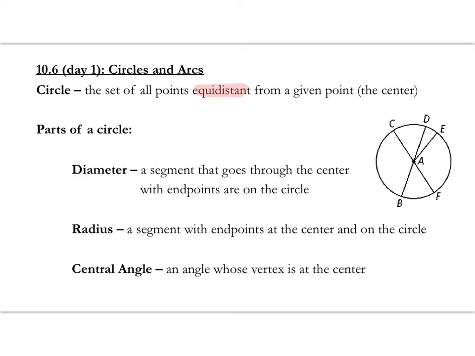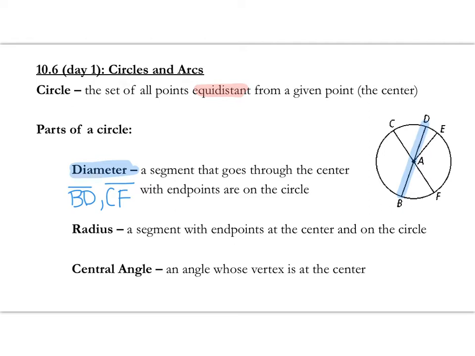So we're going to look at a couple of the different parts of circles in this next one, and I'm going to color code a little bit. So diameter is a segment that goes through the center with endpoints on the circle. So BD here would be a diameter. And then there's another one. CF is also a diameter because it goes all the way through the circle and passes through the center.